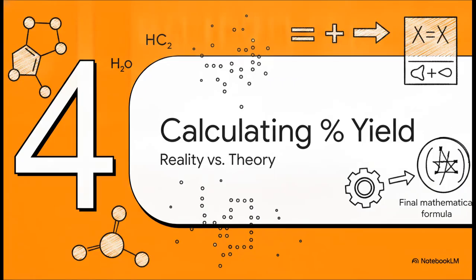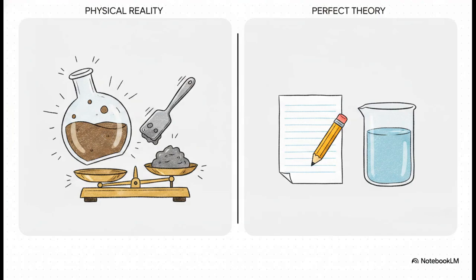Which brings us to the core of it all. Part 4. Calculating percentage yield. This split screen right here is the ultimate showdown. It's the heart of our entire explainer. On one side, we have the actual yield. This is physical reality, right? It's the imperfect, slightly messy powder you physically scrape out of a beaker and weigh on a lab scale.